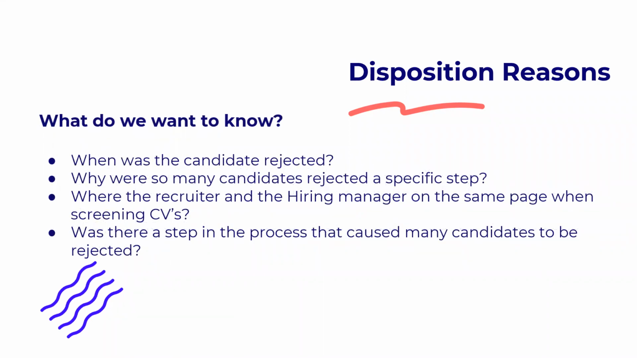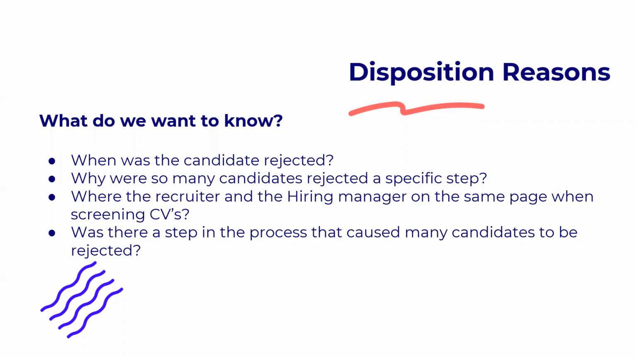The different questions that we're probably going to be asking around this topic are, when was the candidate rejected? Why were there so many candidates rejected at a specific step? Were the recruiter and the hiring manager on the same page when screening CVs? Because if we can see that many candidates were rejected in the CV screen manager step, maybe they need to have a quick conversation and align the expectations and what they're looking for in candidates.